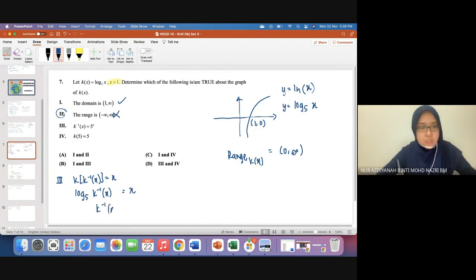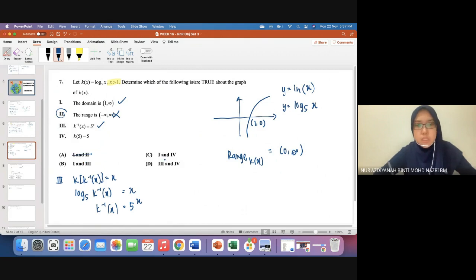So k inverse of x, kita akan dapat 5 to the power of x. So kita pindahkan dia punya base jadi base to the right hand side. So yang ni dia bagi k inverse, dapat 5 to the power of x. So number 3 ni betul, statement number 3 betul.